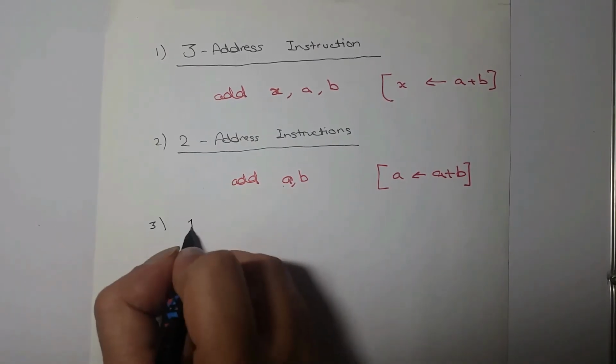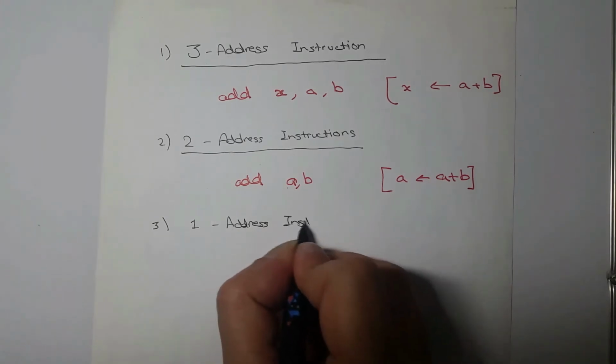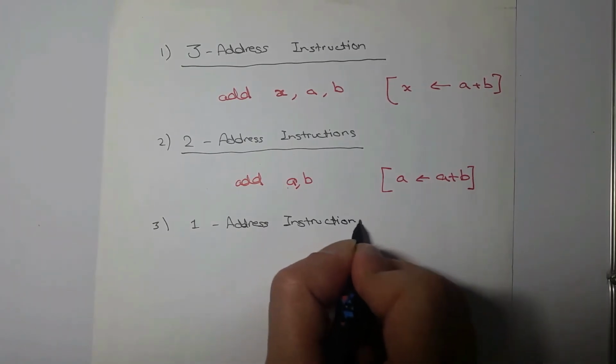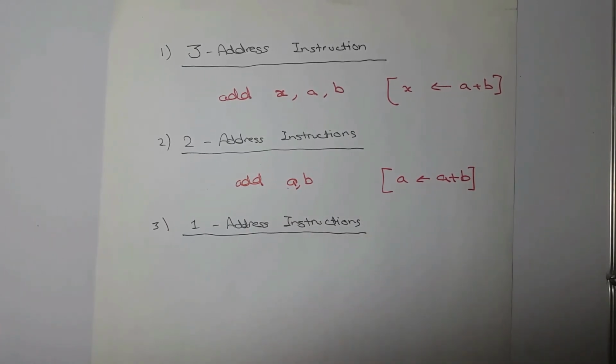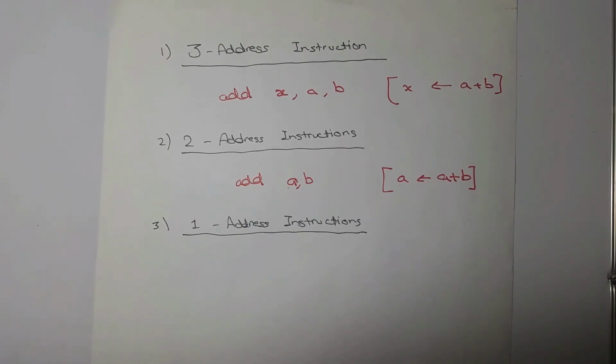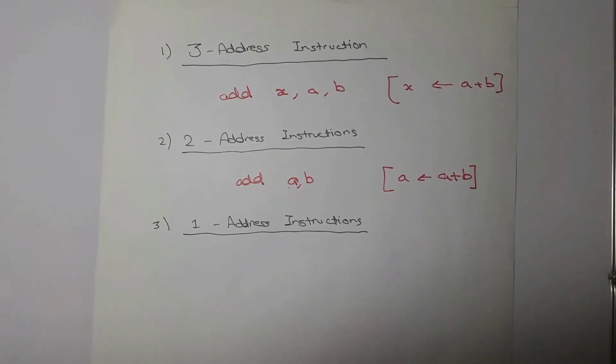The third type is one address instructions. In one address instruction, one address would be given in the instruction and the other address is assumed to be the accumulator. So here the accumulator is the implied address. To add two numbers, since we can only use one address in one instruction, we'll have to use two instructions to add two numbers.